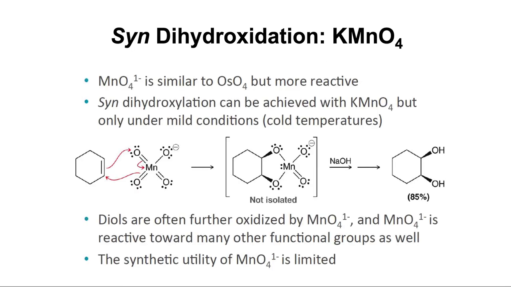Another way of getting syn dihydroxylation is with potassium permanganate. You see the mechanism is very similar to osmium tetroxide. It's just that we don't isolate this ester that we were seeing in the case of osmium tetroxide. The potassium permanganate is more reactive, and we get the same type of reaction. So we get a syn addition of two alcohols across the double bond. That's all you need to remember.